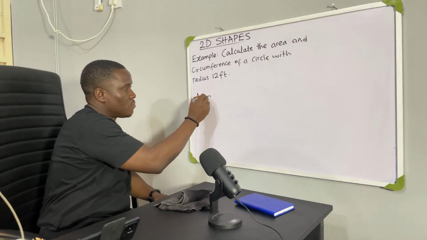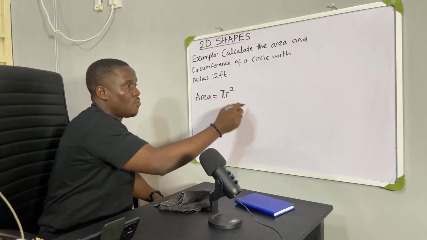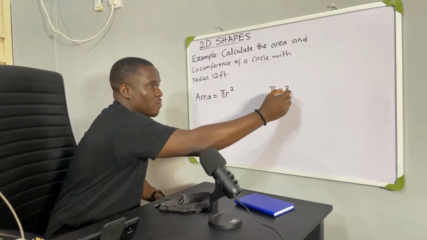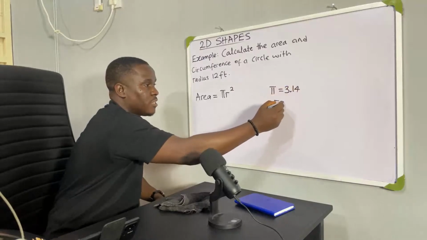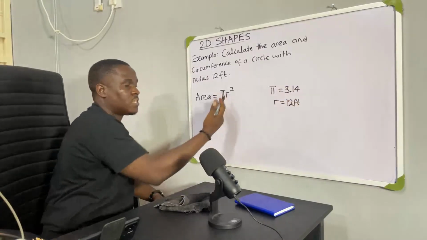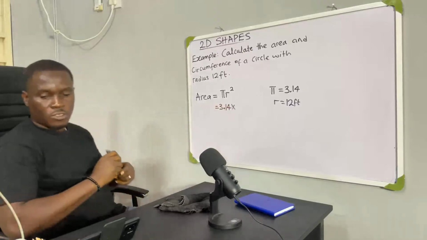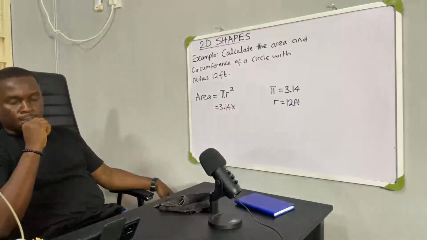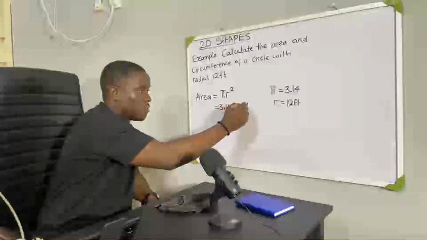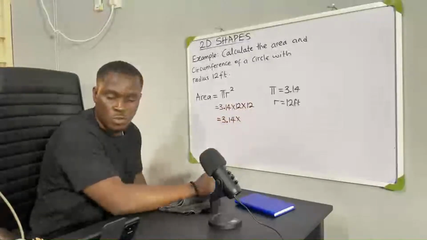What's the formula for area of a circle? Pi r squared. What's the value of pi? 3.14. And what's the radius here? 12. So fix it into the formula. 3.14 multiplied by, what does r squared mean? 12 squared, which is 12 times 12, right? Yes.